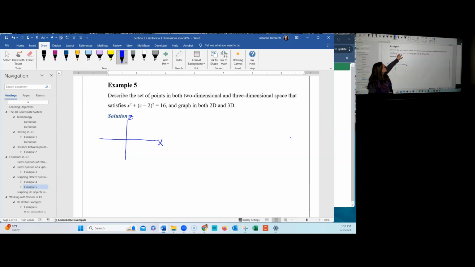So when we're looking at this, if I asked you, well, what does this look like? If it were a y, what would you tell me it was? You would probably say, well, that's a circle. And the center is at 0, 2, and the radius is 4, because r squared is 16. So the circle is going to be centered at 0, 2. So that's 0 in the x direction and 2 in the z direction.